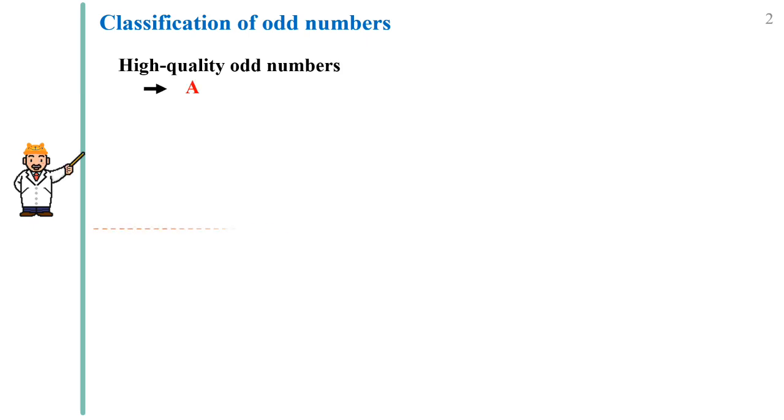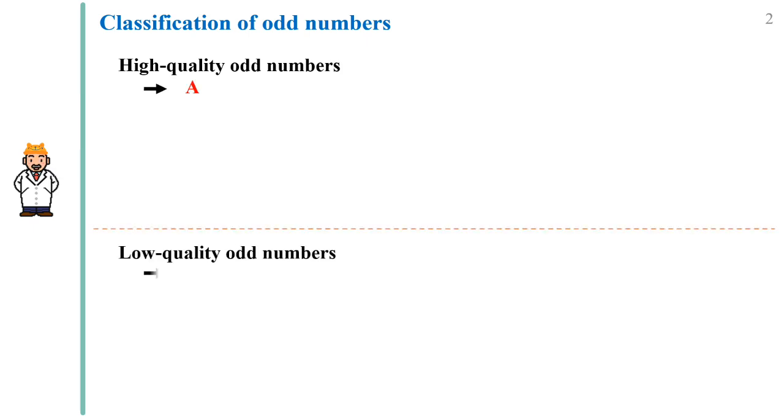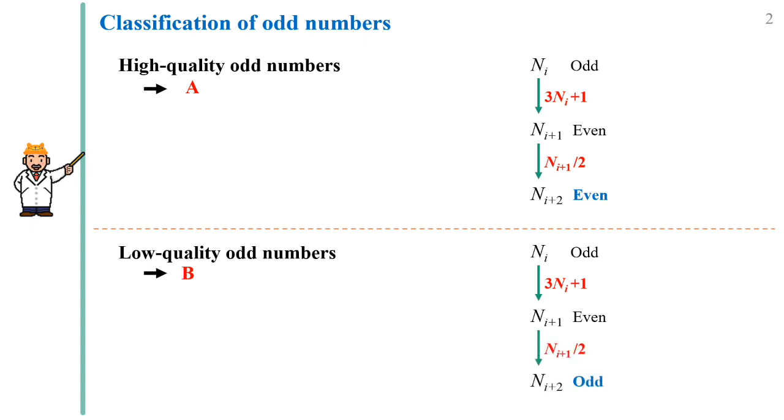As shown in the previous video, when we follow the calculation algorithm of the Collatz conjecture, odd numbers can be divided into two categories: high-quality odd numbers A and low-quality odd numbers B. A high-quality odd number is defined as follows. If the initial odd number is n sub I, then the even number n sub I plus 1, obtained from the calculation 3 times n sub I plus 1, when divided by 2, yields n sub I plus 2, which is also an even number. Conversely, a low-quality odd number is one for which n sub I plus 2 becomes an odd number.